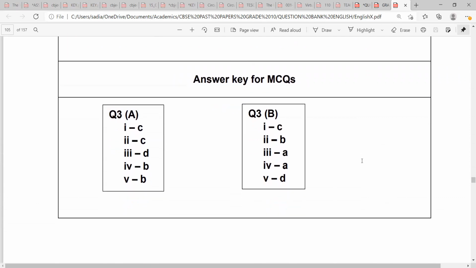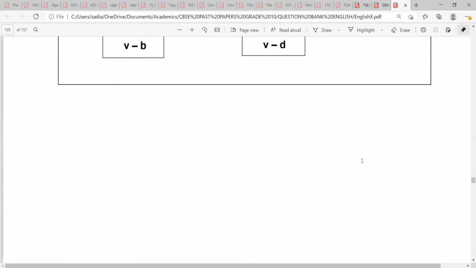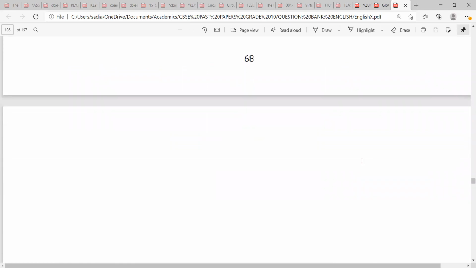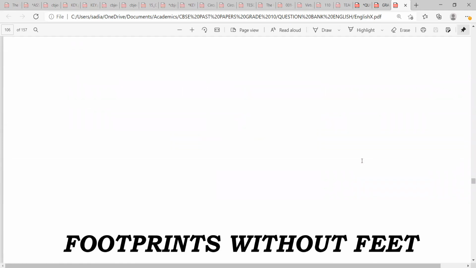Answer key to MCQ. With this, we come to the end of first flight. The next textbook, that is Footprints Without Feet, will be covered in the next video.